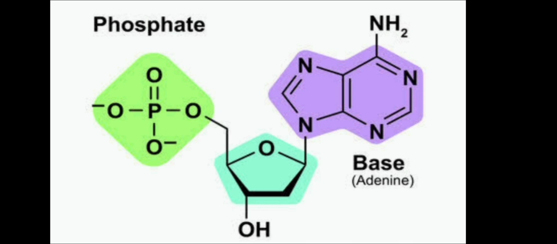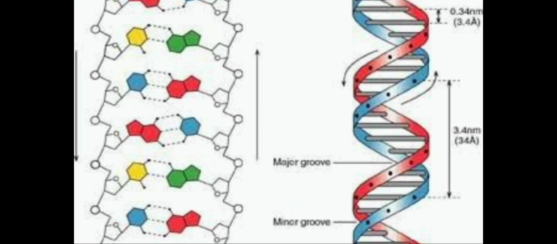The nitrogenous base is attached to the sugar inwards. It's a ladder like arrangement. The nitrogenous bases form the rungs of the ladder. Two nucleotides are found at each step of the ladder. Hydrogen bonds bind the two complementary base pairs.